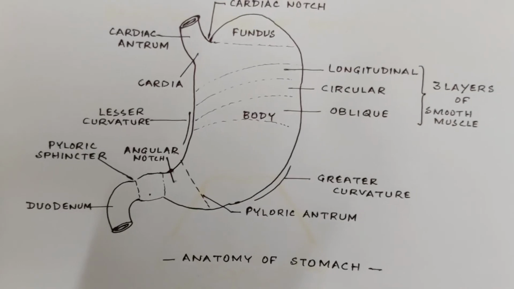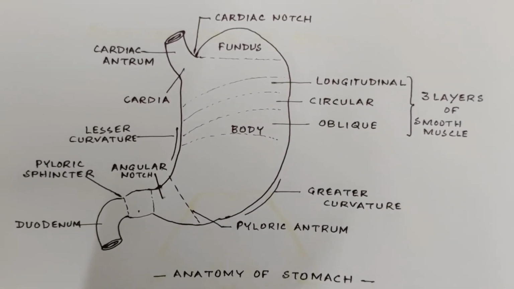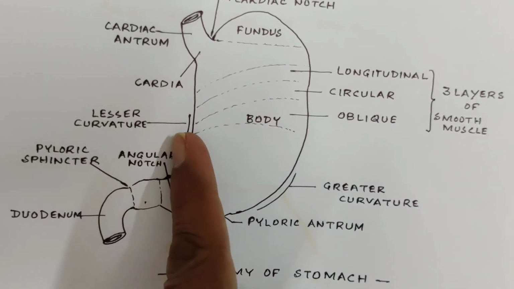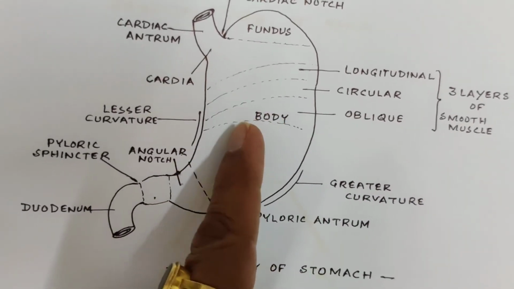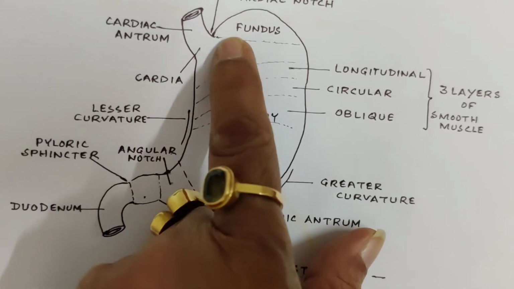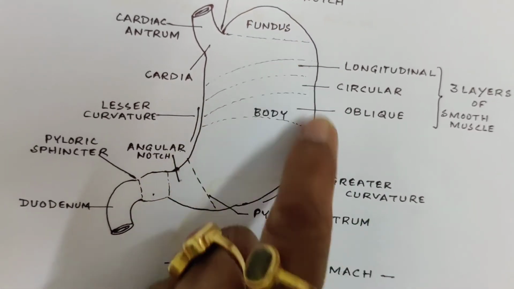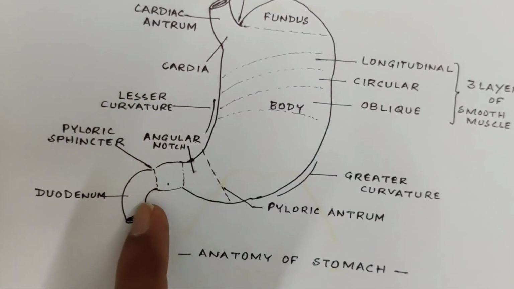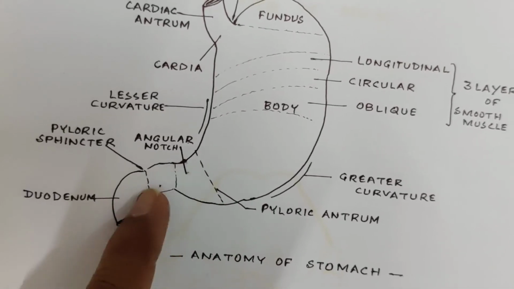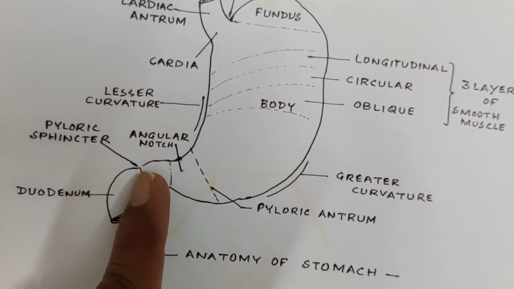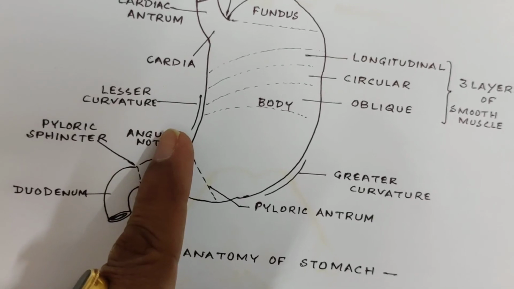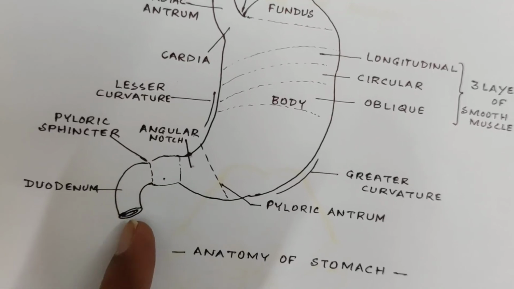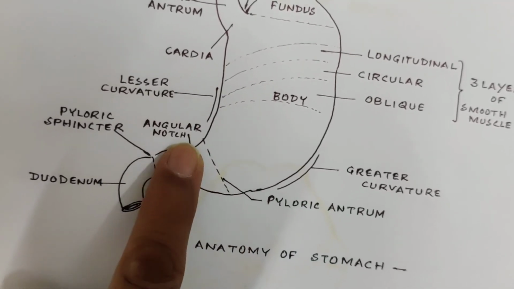Now coming to the stomach, anatomy of the stomach. These are the three layers. Longitudinal, circular and oblique muscles are there over here. The stomach has four parts. This is cardia. Now this raised part is called fundus. This whole thing is the body, and this part is called pylorus. This is pyloric sphincter over here. This is the lesser curvature, and this is the greater curvature of the stomach. Now from here the duodenum starts. This part is called pyloric antrum.